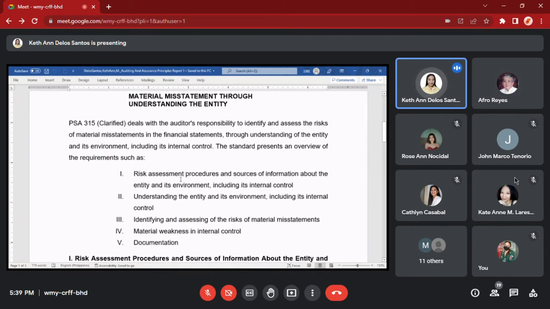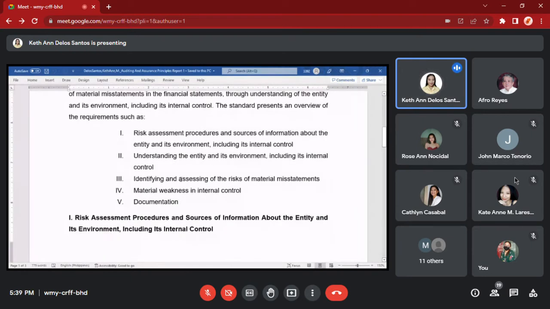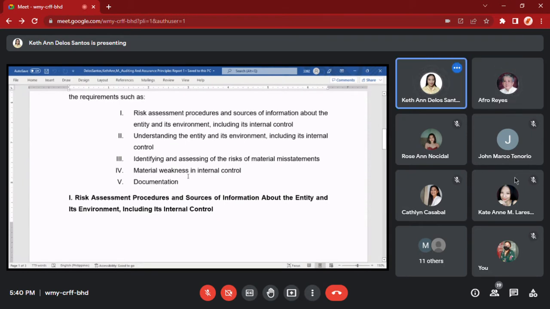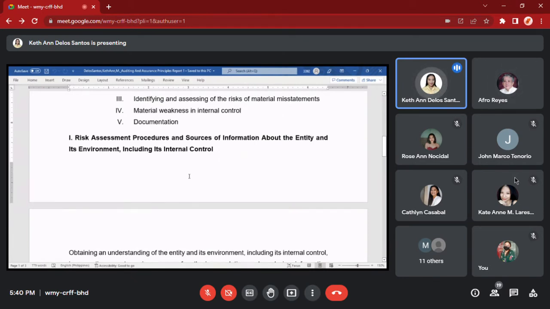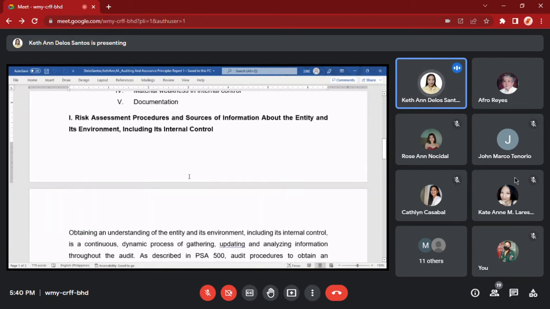The standard present an overview of the requirements such as risk assessment procedures and sources of information about the entity and its environment, including its internal control. Number two, understanding the entity and its environment, including its internal control. Number three, identifying and assessing the risk of material misstatements. Number four, material weakness in internal control. And number five, documentation. For number one, risk assessment procedure and sources of information about the entity and its environment, including its internal control.